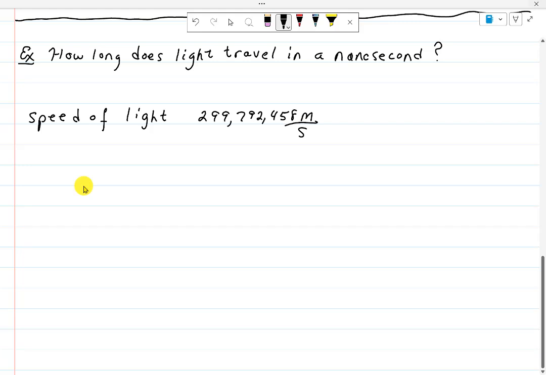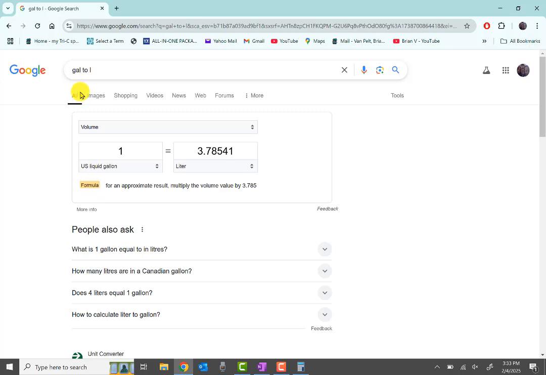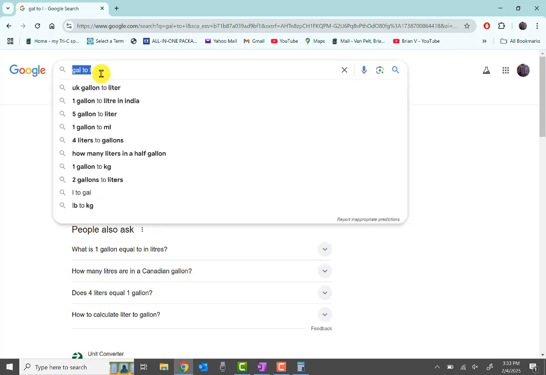What is a nanosecond? Well, I don't know. I need to convert nanoseconds. So let's have nanoseconds to seconds. Let's see how many that is. I need to wipe out the seconds. So let's do seconds to nanoseconds.